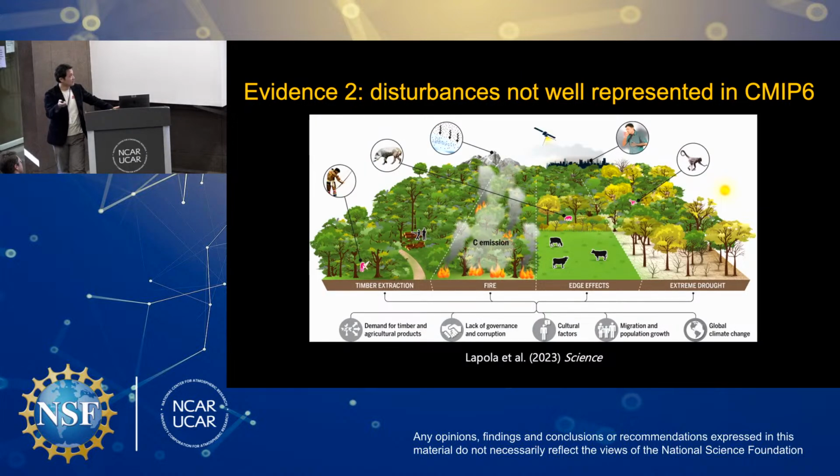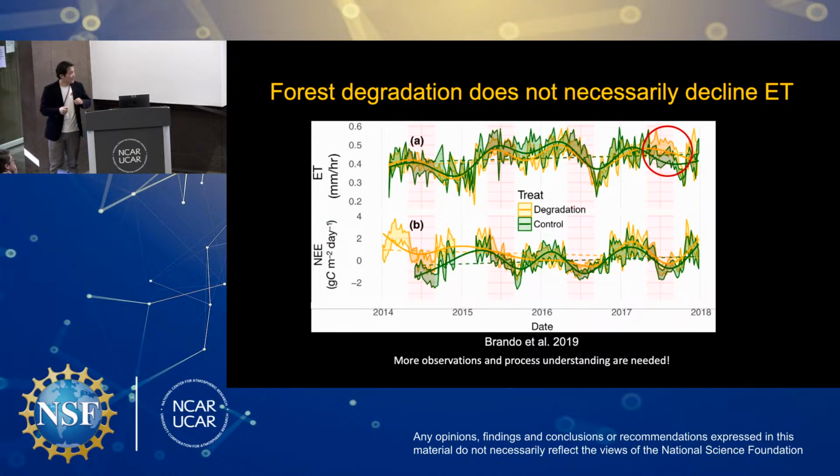Another reason is that the current CMIP6 models did not do a really good job representing disturbances like fire, age effects, and extreme drought. So I'd like to highlight the knowledge gap. We just talked about the forest cover and vegetation cover change. From the model's perspective, if we see a declined forest cover, the ET will decline, right?